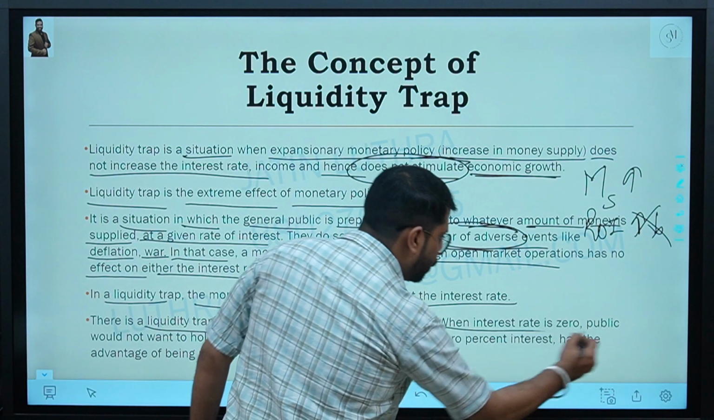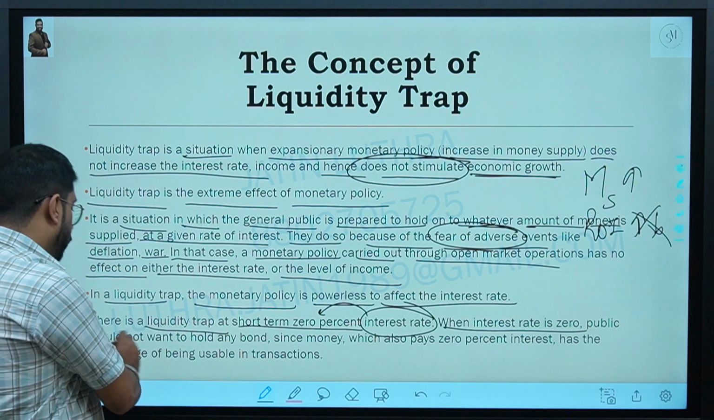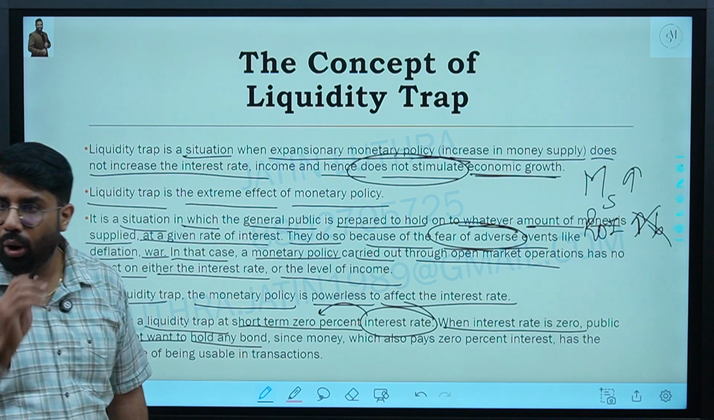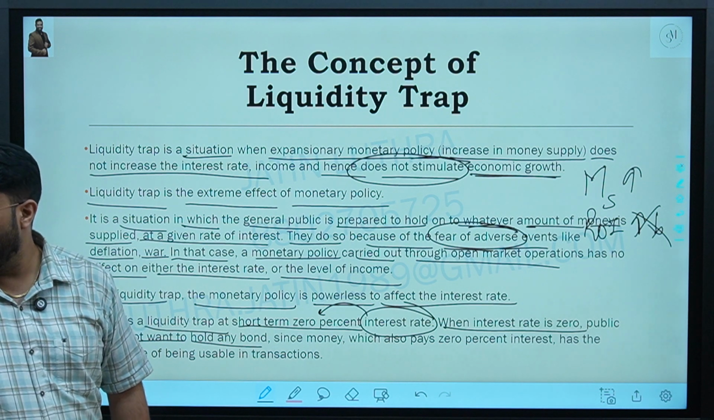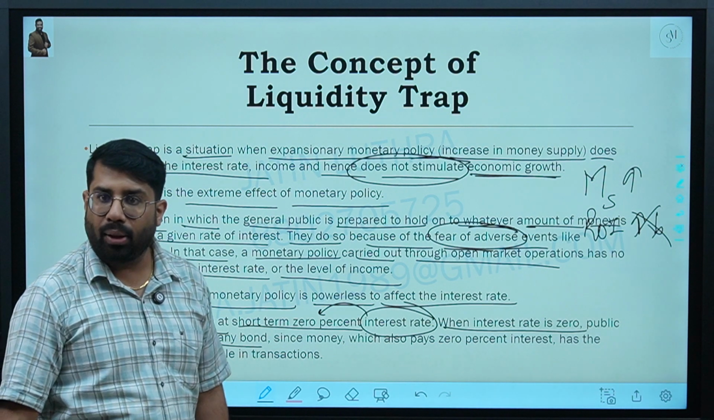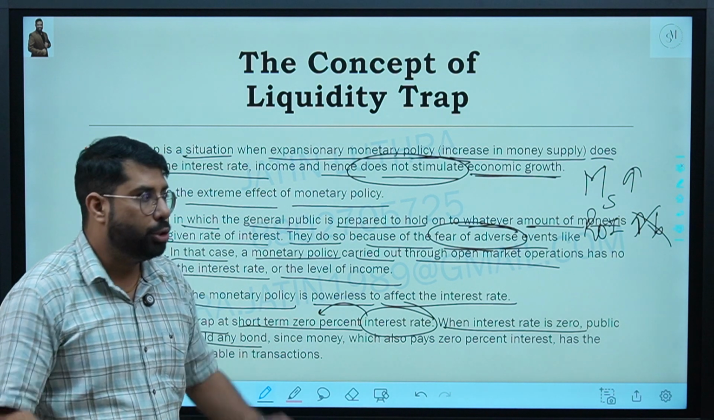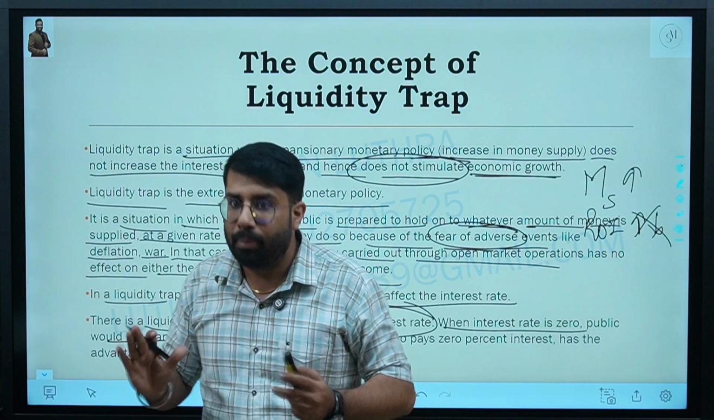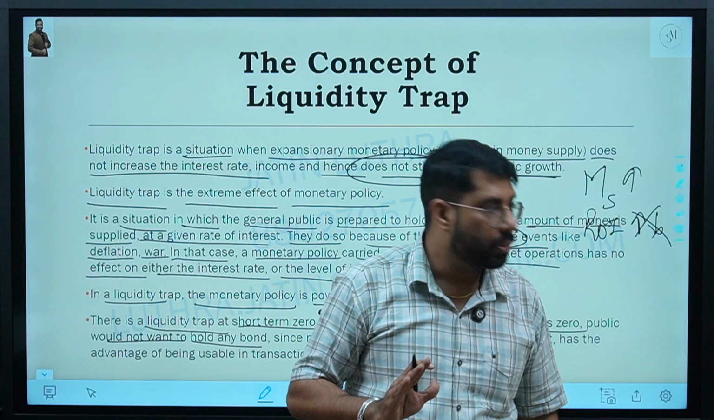When interest rate is zero, the public would not want to hold any bond. Obviously, when interest rate is zero, people will not like to hold any bond. Why should I give my money to a company when the company is not giving me any return? I should keep my money with me. At least I will feel safe that my money is with me only. Yes or no? Do we understand this thing?